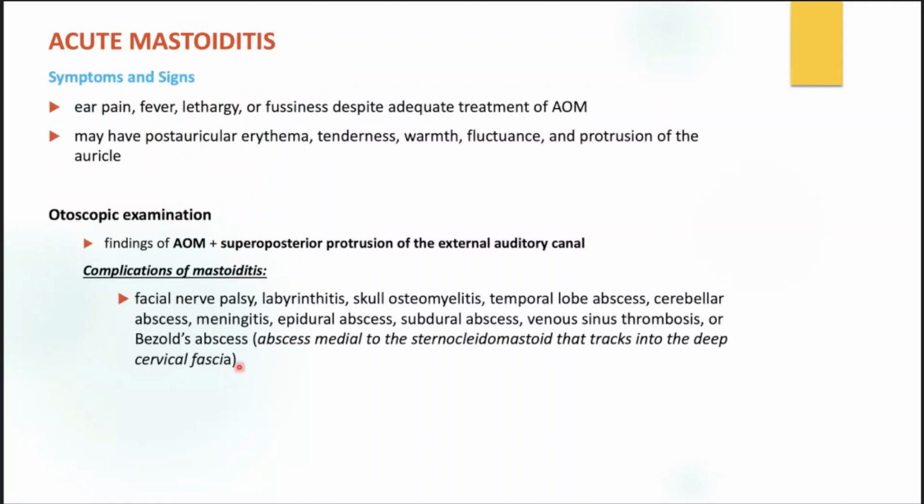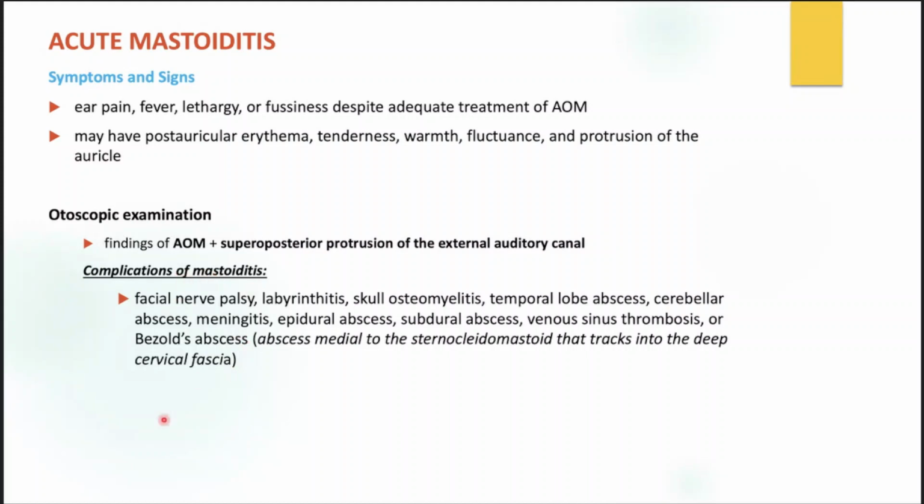aureus, and your Pseudomonas aeruginosa. Symptoms would be your ear pain, fever, lethargy, fussiness despite adequate treatment, and may have post-auricular erythema, tenderness, warmth, fluctuance, and protrusion of your auricle. So your otoscopic examination would include findings that are seen in your acute otitis media plus a supero-posterior protrusion of your EAC, external auditory canal.